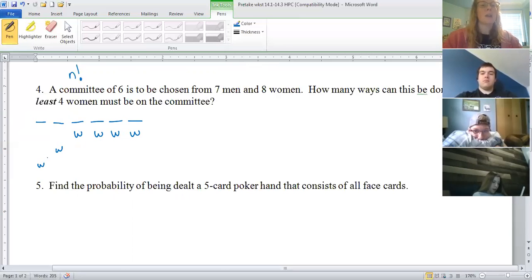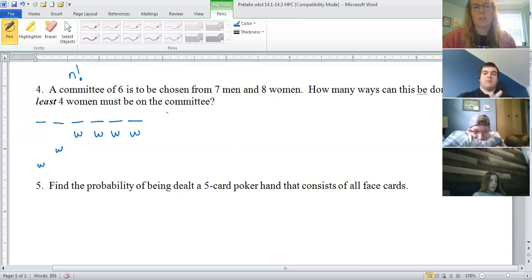And order doesn't matter. It doesn't say anything about how the first woman has to be tall and then the second woman has to be short. They're not being really specific on that, okay? So order doesn't matter here. So it's gonna be a combination. They just want a group of 4 women.